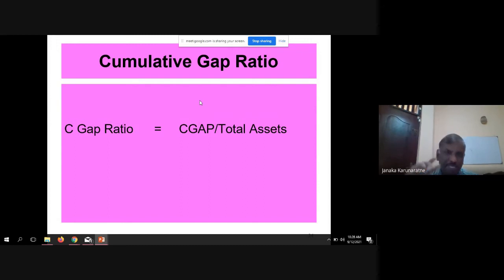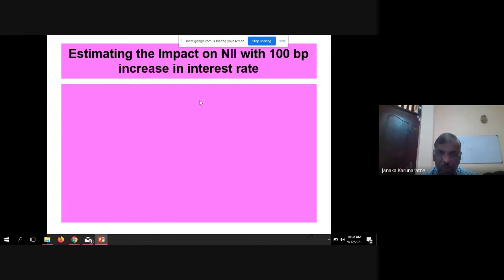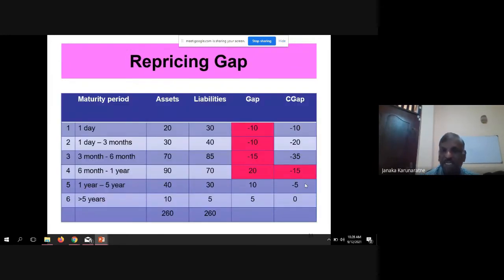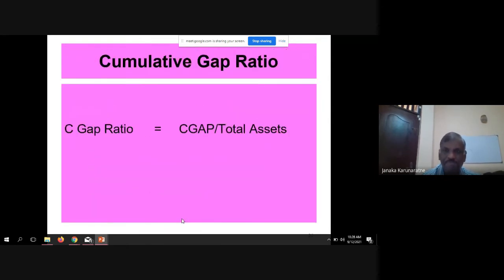right? So C-gap ratio is a measure of risk management. C-gap ratio is defined as cumulative gap divided by total assets. Now, what do you mean by cumulative gap? Let's say if we talk about a 1 year risk indicator. In this particular bank, cumulative gap is 15 divided by 260. Okay, so cumulative gap over a particular period. Now, this is a risk indicator.